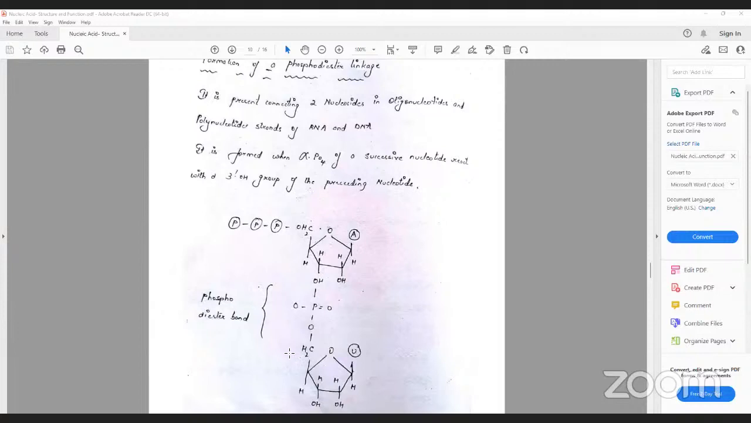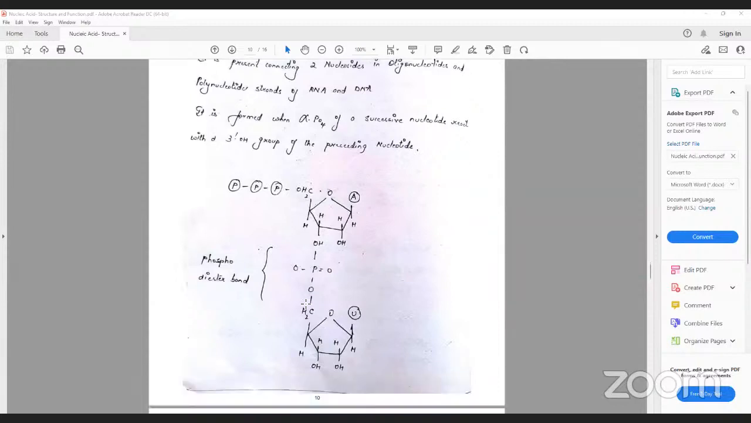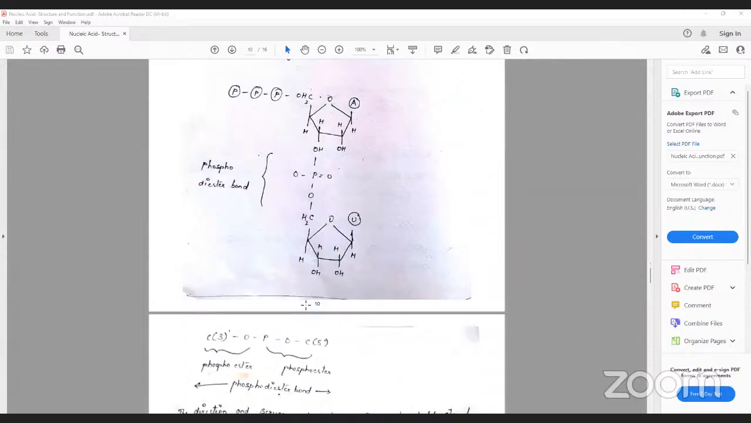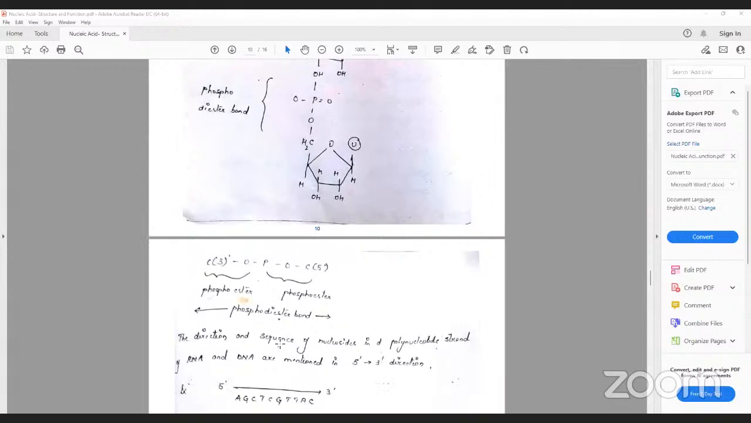Okay, so similarly, the sugar has a CH2OH group, and here we have phosphoric acid. So when acid and alcohol come together, they form the ester, which is why these are named the phosphoester bond and the phosphodiester bond. These are the various ways of representing them.